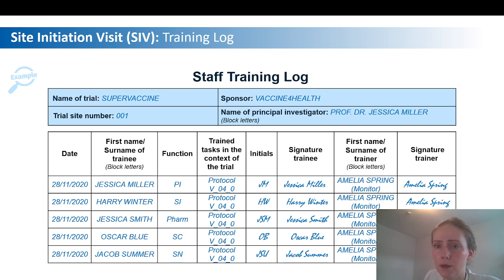In this exemplary training log, we can see how a protocol training that was provided during the site initiation visit is documented in the log. The training log is completed after every training. It typically includes details such as the name of the team member, the date of training, the covered topic, and the name and signature of the trainer.